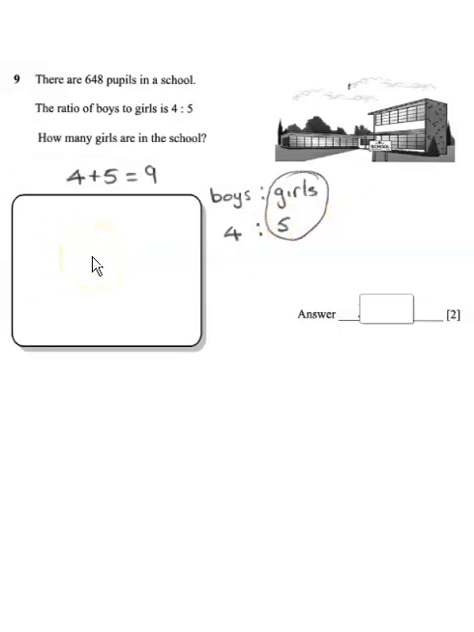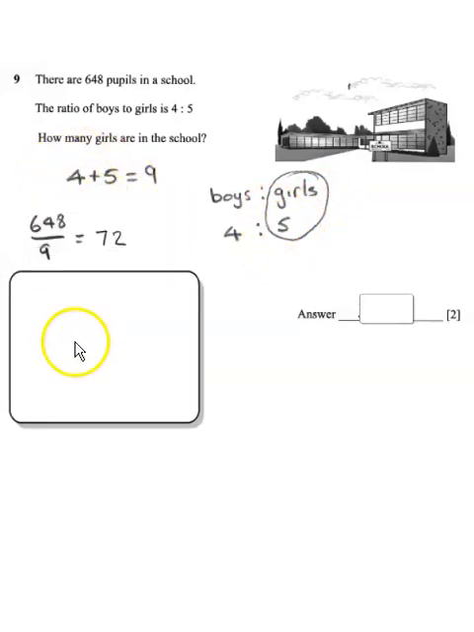So we're looking at the ratio here. Boys to girls, and 4 to 5 are put underneath there. To work this out, we add our ratios or parts up. So what we've got is 9 parts in total. 4 parts are boys, 5 parts are girls, and we've got 9 parts altogether.